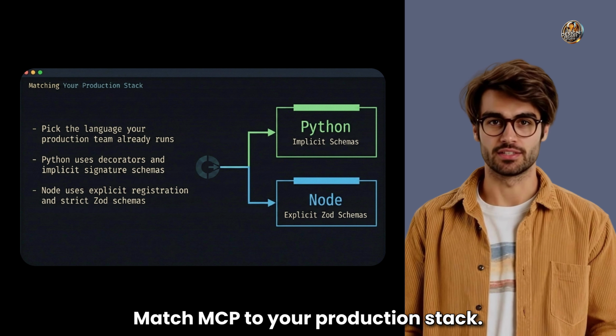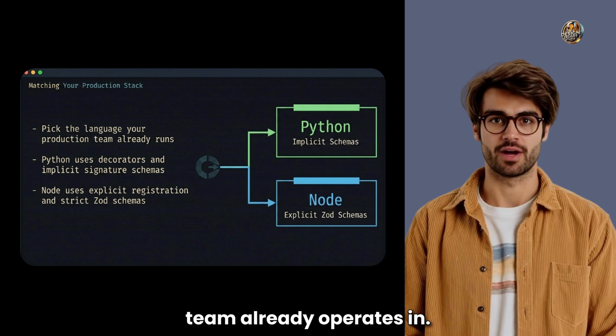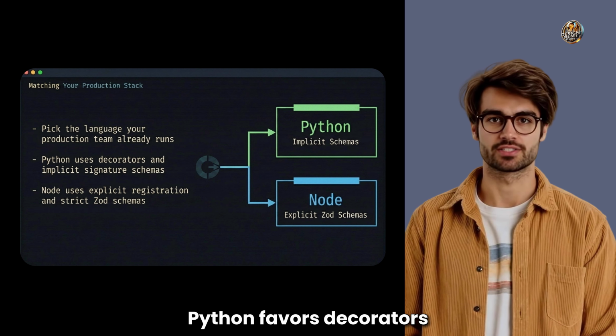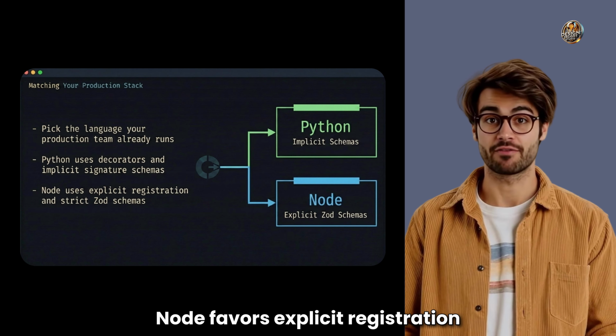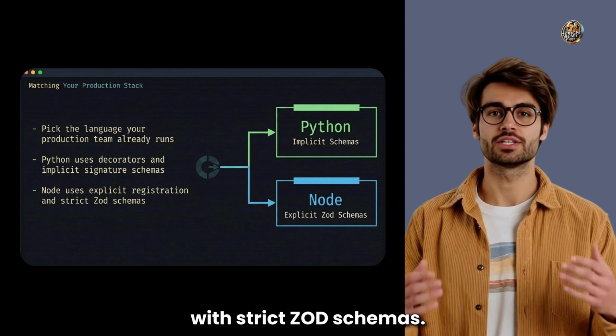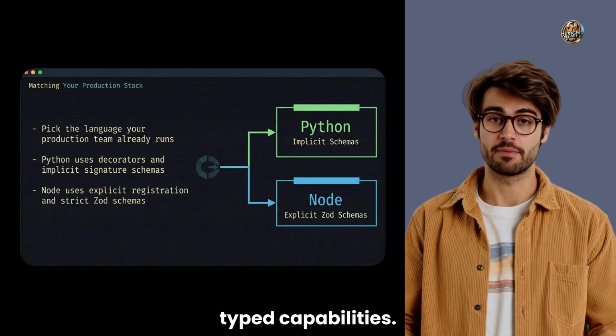Match MCP to your production stack. Choose the language your team already operates in. Python favors decorators and implicit schemas derived from function signatures. Node favors explicit registration with strict XOD schemas. Both approaches deliver robust, typed capabilities.